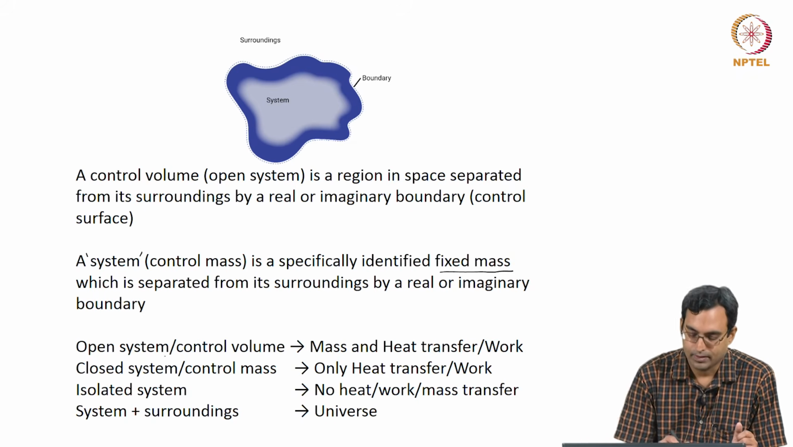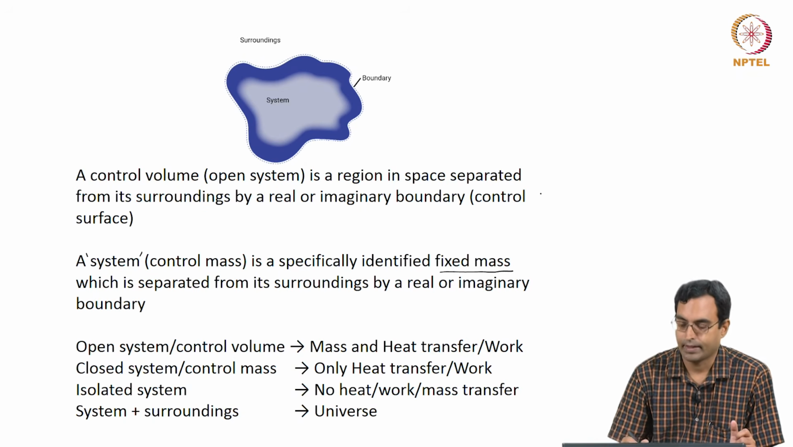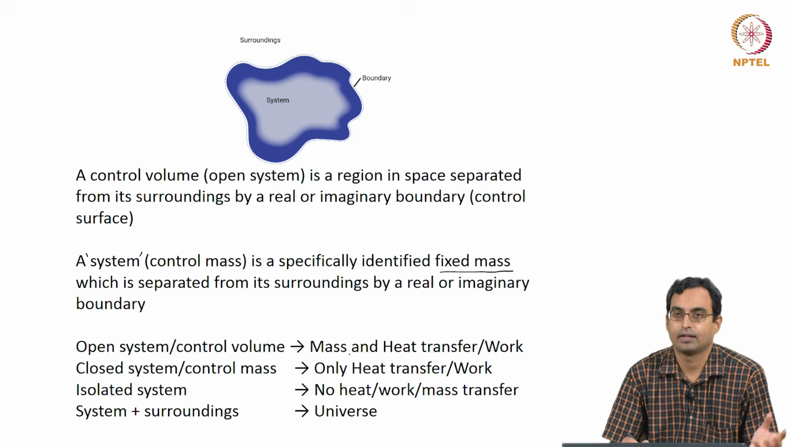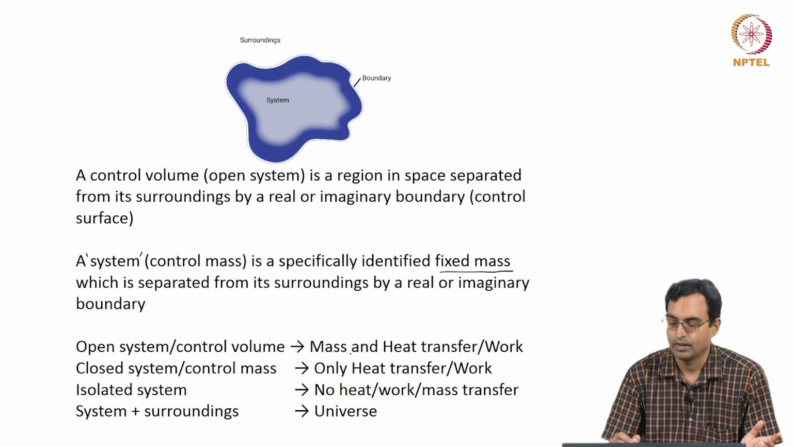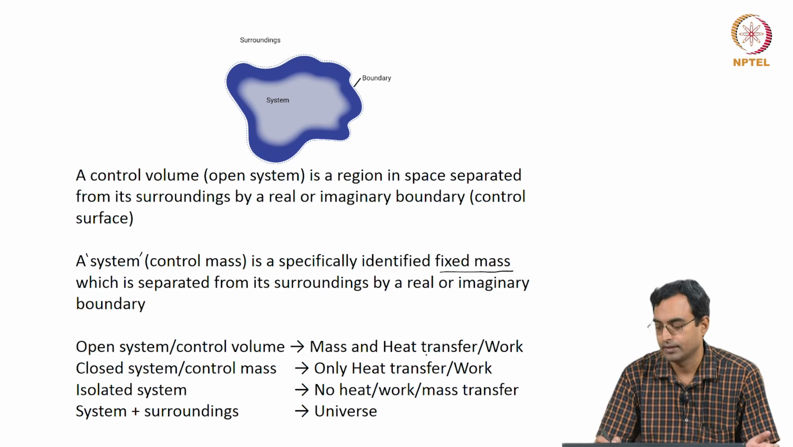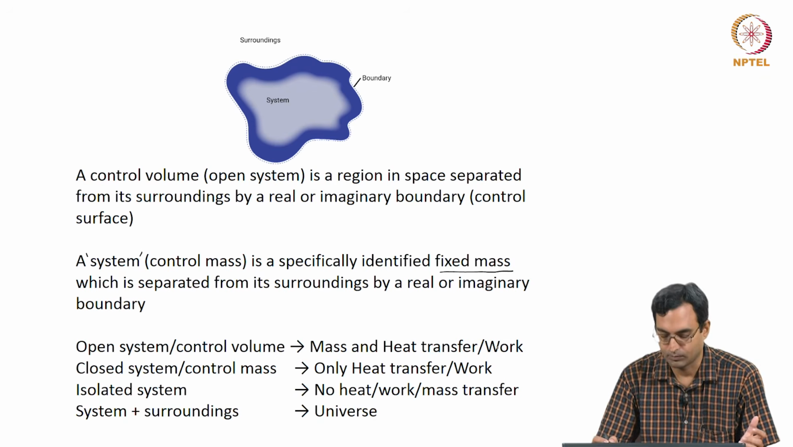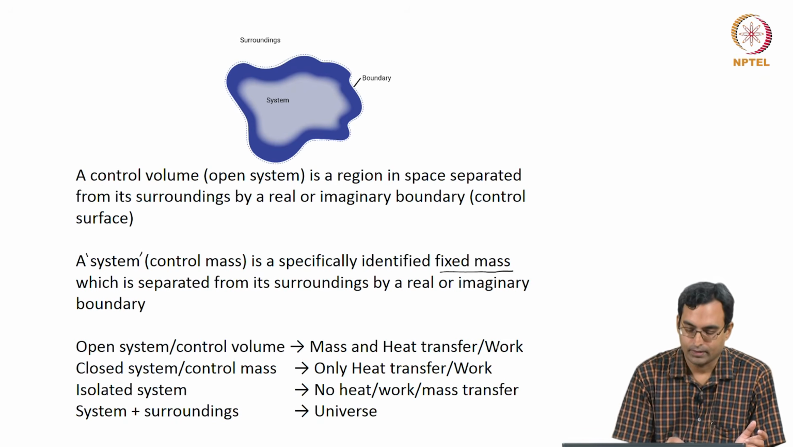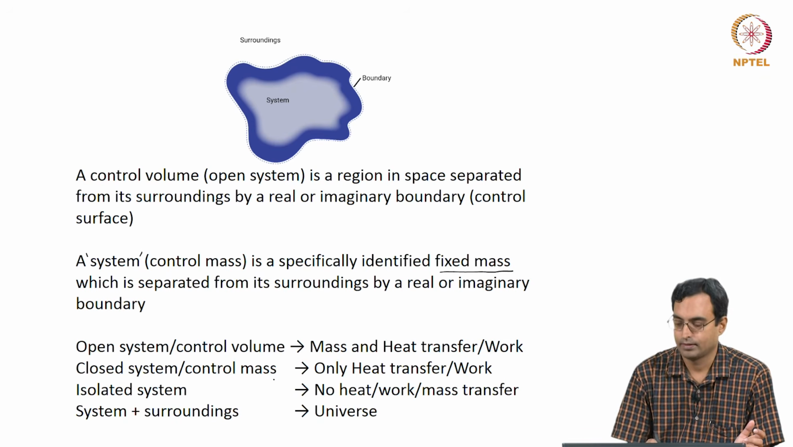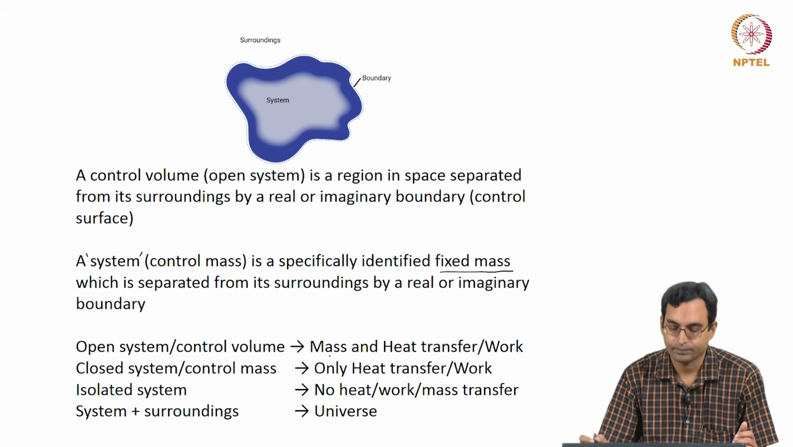So, the open system or control volume, which is essentially this definition here, can have mass transfer, that is, mass can come in and go out, and it can have heat transfer. You can heat it or you can cool it. It can have work transfer, you can do work on it or it can give out some work. Whereas a closed system or a control mass can have heat transfer and work, but it cannot have mass transfer.